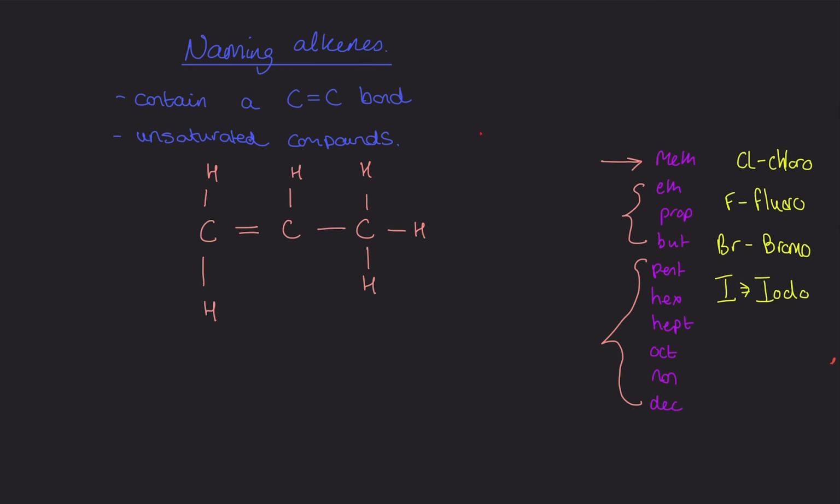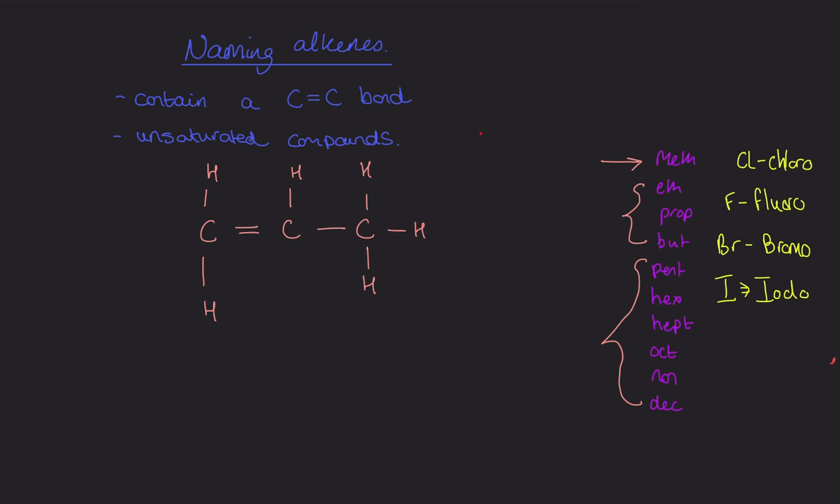Okay, they're also, as you see, unsaturated. So each carbon still has 4 bonds coming off of it, but there's a space here and here that we normally have filled with H's for our alkanes. So they're not saturated with our hydrogens anymore.